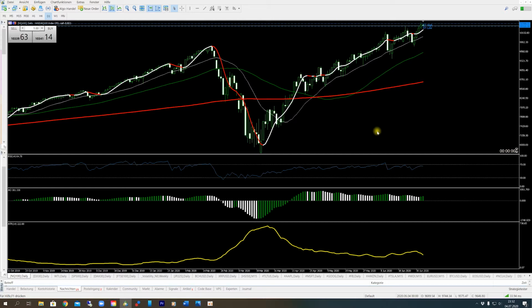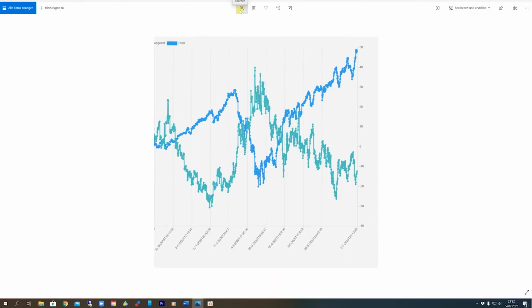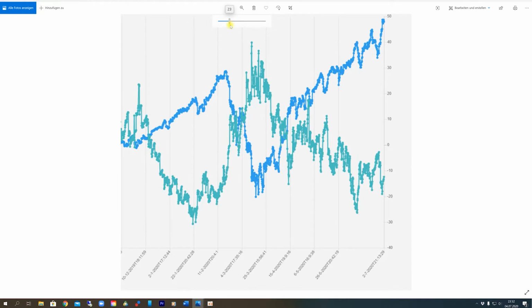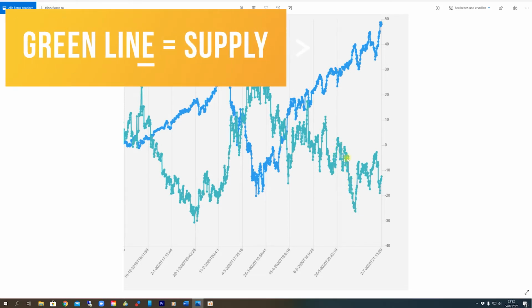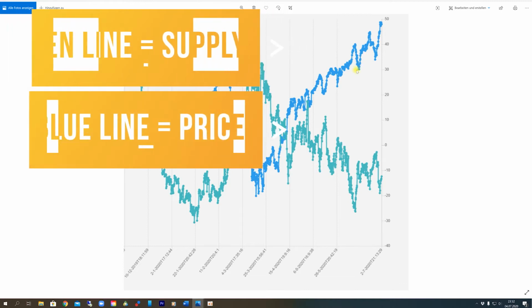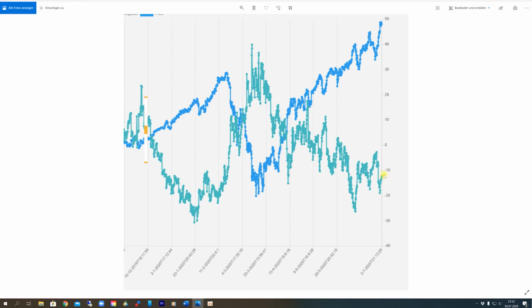So let's head over to the first indicator, which I already showed in the last video, and this indicator is the supply chart, which you are seeing right now. The green line that you are seeing right here is the supply, and the blue line is the price. You already can see that the supply right now is very low. It even has decreased since my last video, and this is a strong warning signal that a correction is right in front of us.